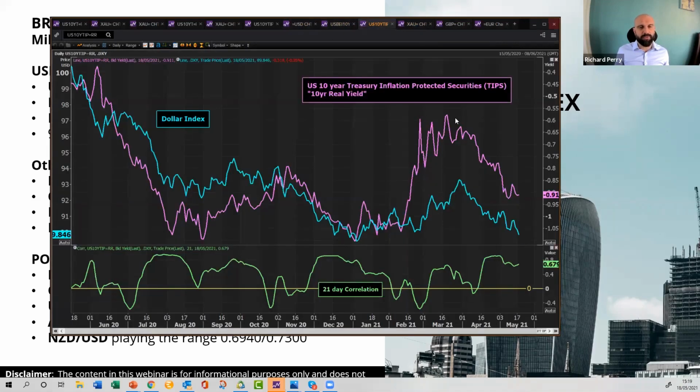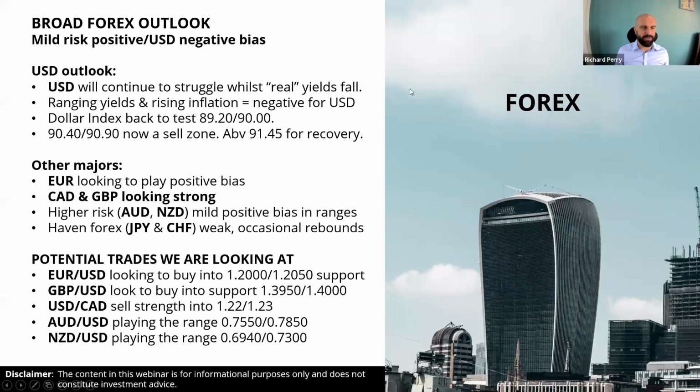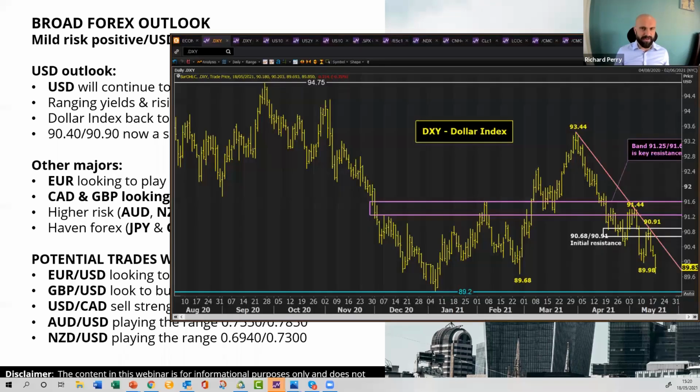So yeah, when real yields are falling, which they have been throughout late March into April, you're going to see the dollar under pressure and falling away. And that would suggest anything that drives inflation higher is going to be negative for the dollar. So that's what we're looking for into June, is the dollar continuing to struggle because real yields are falling because of the inflationary pressures. So that's negative for dollar index. As I showed you earlier, dollar index back to test 89.20 to 90 big figure. And 90.40 to 90.90 is a sell zone now.